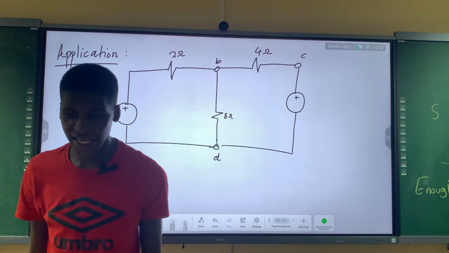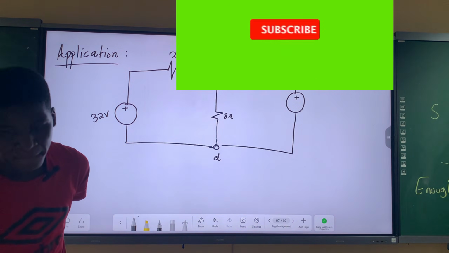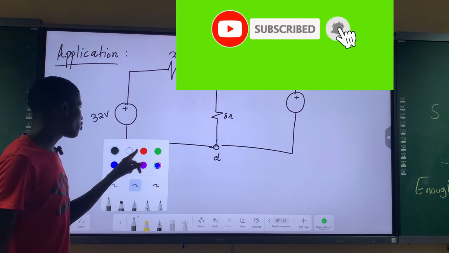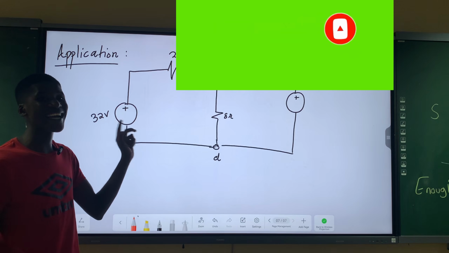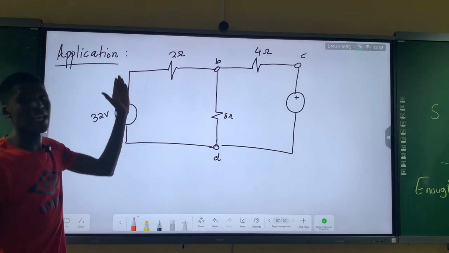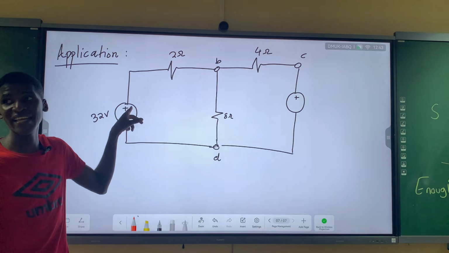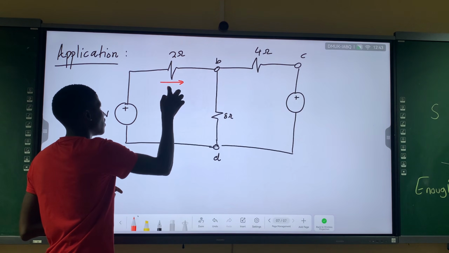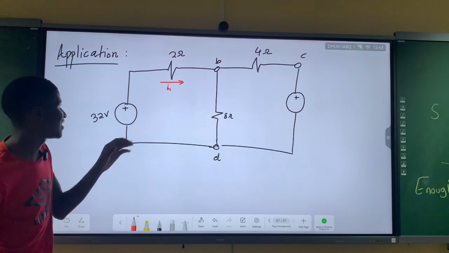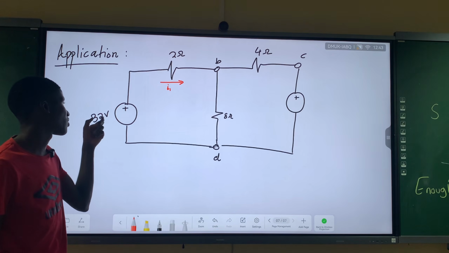Now in this circuit we have 2 voltage sources. The voltage source number 1 is producing a current, because you can see the positive terminal is here. So basically, let's name this current I1. It is coming from the voltage source of 32 volts.